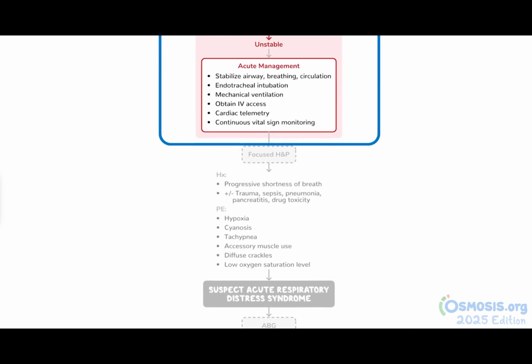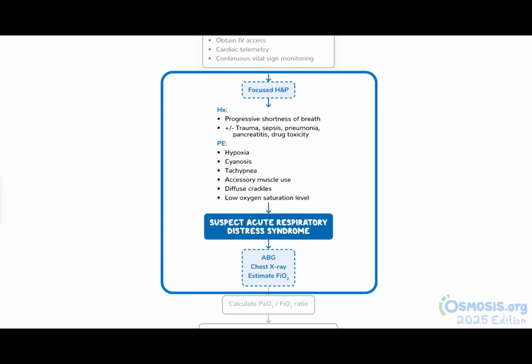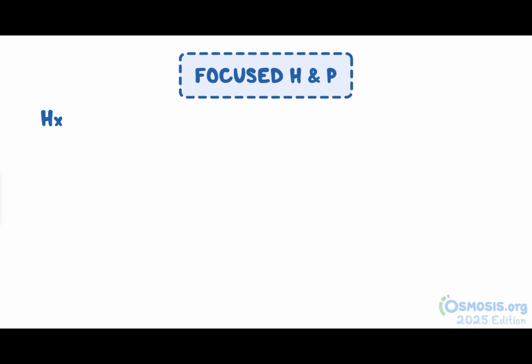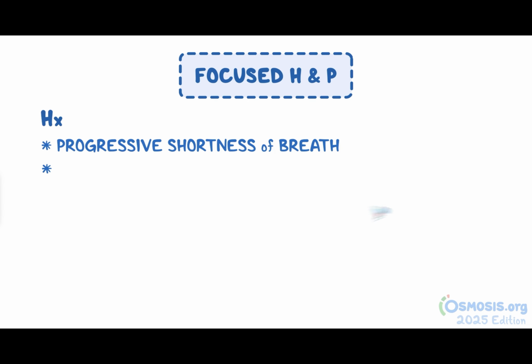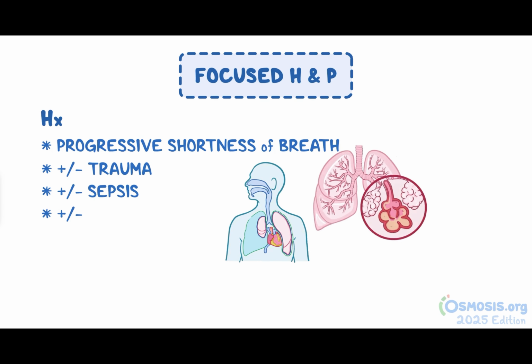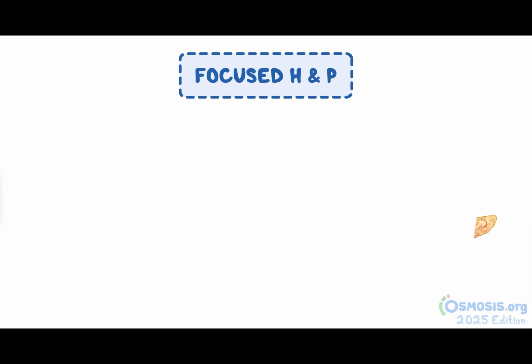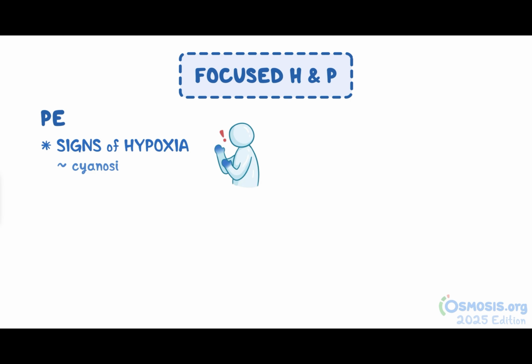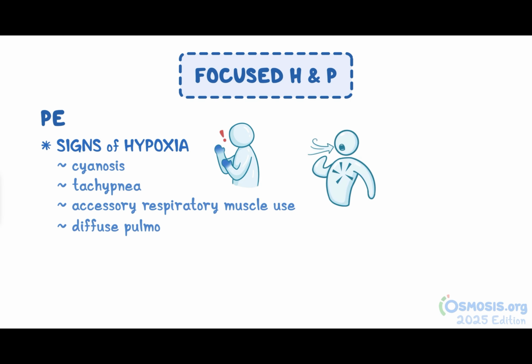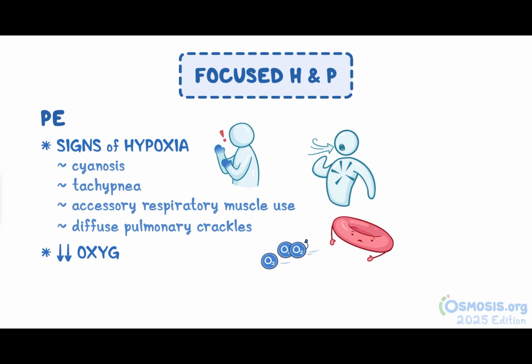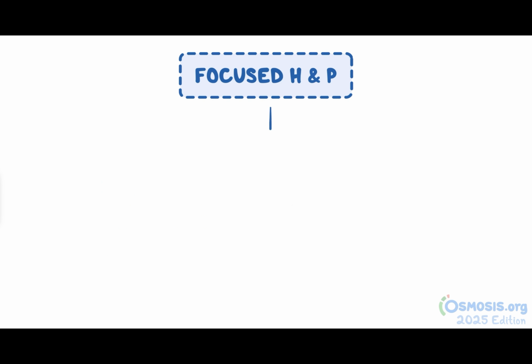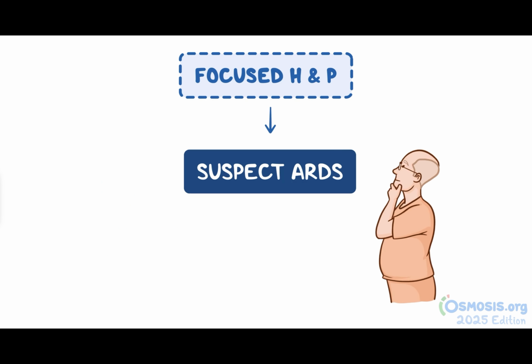Once you stabilize the patient, obtain a focused history and physical examination. Your patient will report progressive shortness of breath and may have a history of trauma, sepsis, pneumonia, pancreatitis, or drug toxicity. Physical exam often reveals features of hypoxia like cyanosis, tachypnea, accessory respiratory muscle use, and diffuse pulmonary crackles. In addition, pulse oximetry will reveal low oxygen saturation levels. At this point, you should suspect ARDS.